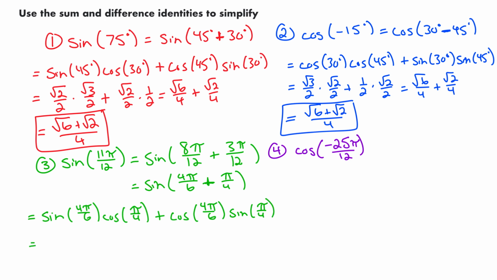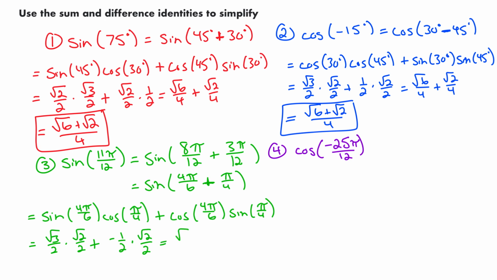These are all things that are on the unit circle. You could just look them up. Sine of 4 pi over 6 is root 3 over 2, times root 2 over 2, plus cosine of 4 pi over 6, which is negative 1/2. And then sine of pi over 4 is root 2 over 2.